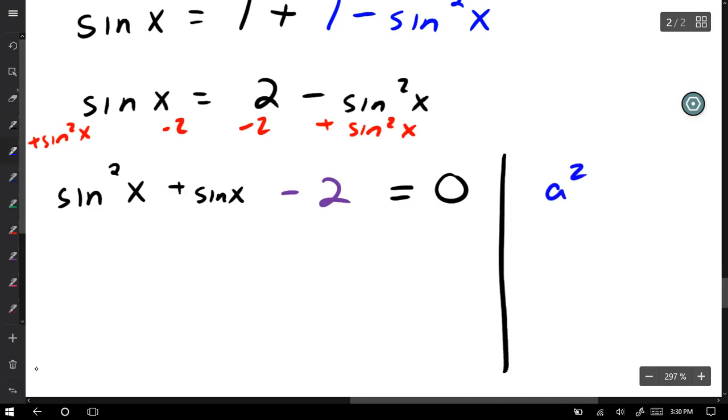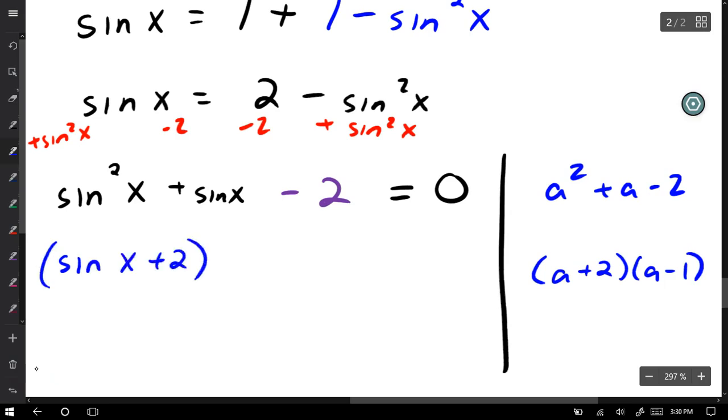How you factor with trig ratios is the same way I would factor if it was a's. If I had a squared plus a minus 2, I would find out what multiplies to negative 2 and adds to 1. And that would be 2 and negative 1. And so the factoring here is going to be the same idea. I'm going to have sine of x plus 2, and I'm going to have sine of x minus 1.